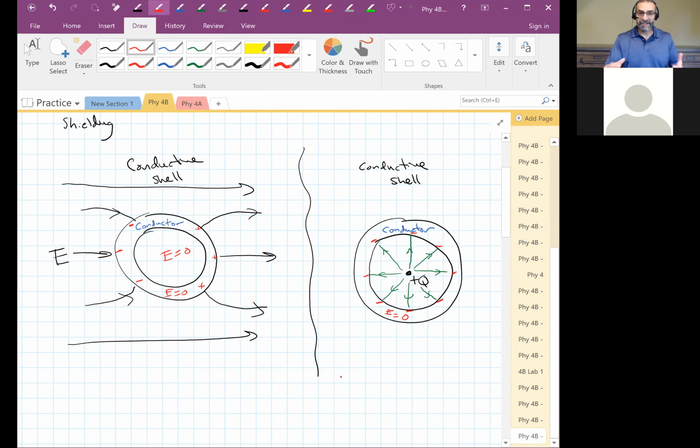Well, that conductive shell was electrically neutral. So if a bunch of negative charges move to the inner surface, what does that leave behind on the outermost surface? A bunch of positive charges. And what do positive charges do? They emit electric field lines.